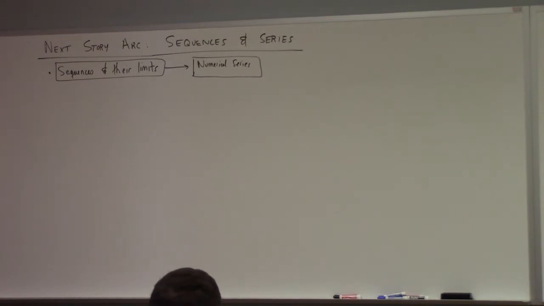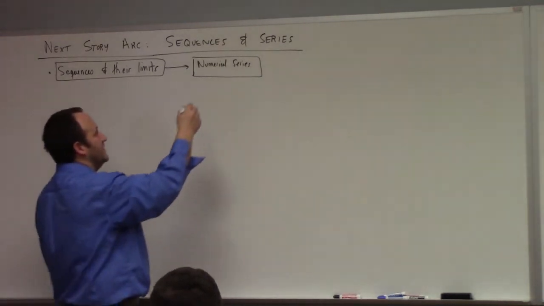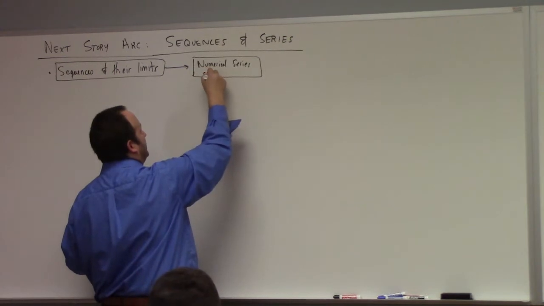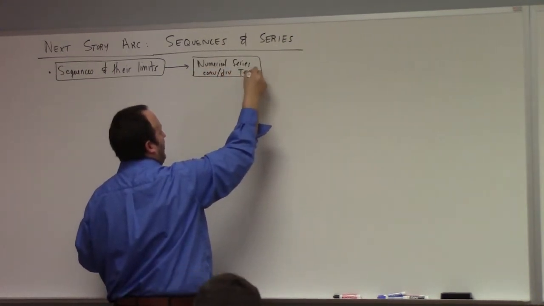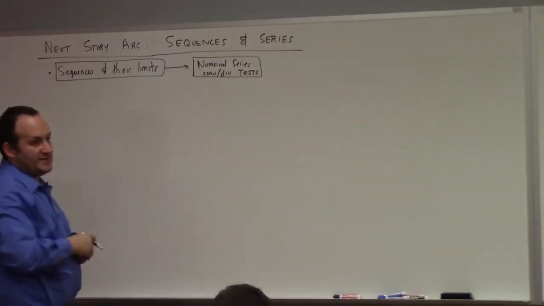And then we have to settle that. For numerical series, there's a bunch of convergence and divergence tests. There's like a half a dozen of them. There's a lot to say there, all right?